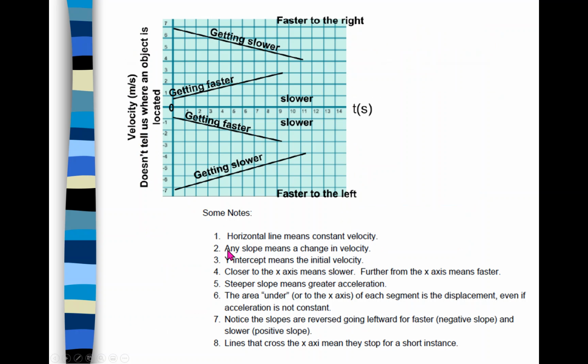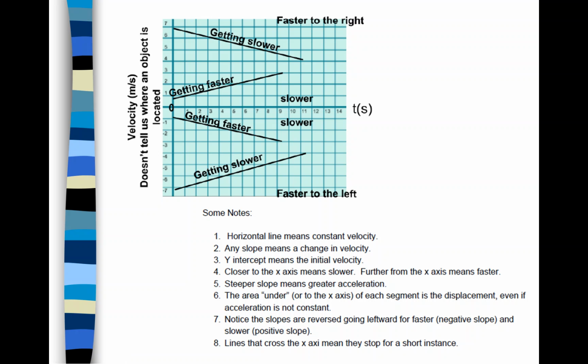Number 2, any slope means there's going to be a change in velocity. We should clarify, any non-zero slope is going to be a change in velocity. So this here and this here and this, this here and this here, all those mean the velocity is changing. In this case, we're getting slower. In this case, we're getting faster. The y-intercept of a velocity time graph is going to be my initial velocity.